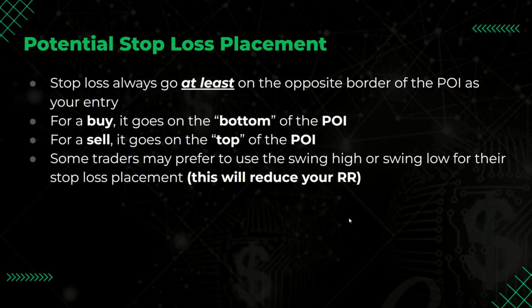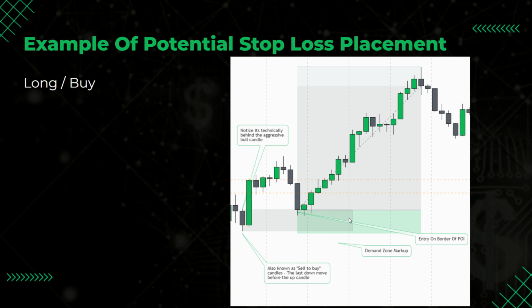And for a sell, it goes on the top of the point of interest. Some traders may prefer to use the swing high or the swing low for their stop loss placement. This will reduce your risk to reward. However, if price does just wick your point of interest, and it just wicks the top of your supply zone or the bottom of your demand zone, your stop loss would be safe because it's behind the swing structure. A lot of this is going to be up to you, your risk appetite, and how you like to trade. But essentially, the stop loss just goes above or below the point of interest.